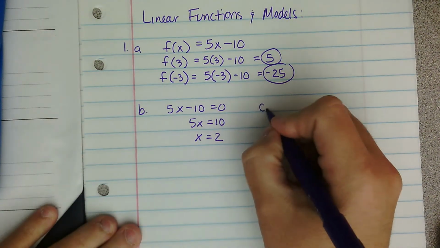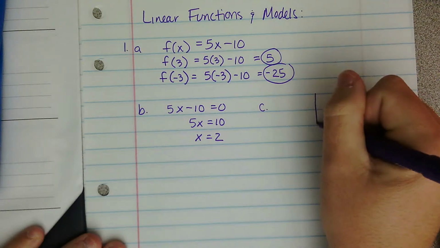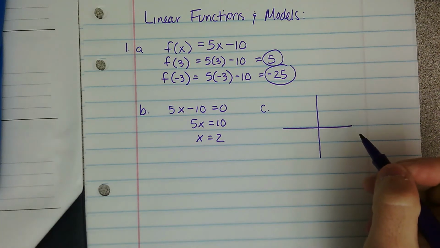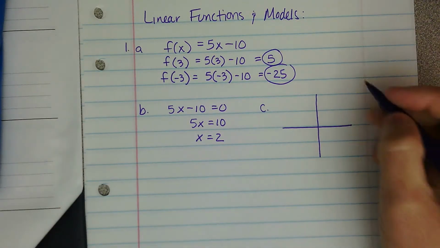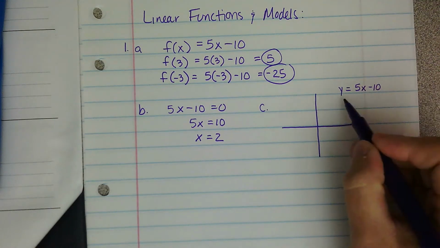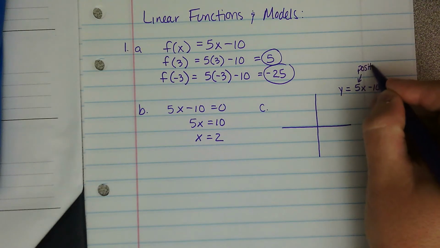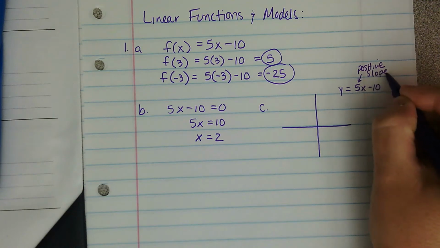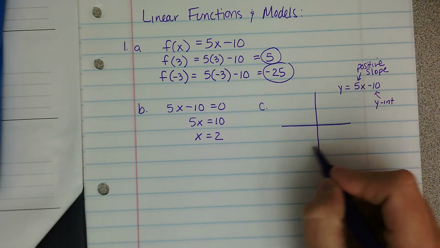Letter C is to sketch the graph of the function, and where does it cross the vertical axis? Where does f cross the vertical axis? So first of all, this function is y equals 5x minus 10. So this is a linear function. My slope is positive 5, so I'm going to go up 5 over 1. My y-intercept is negative 10, so my y-intercept needs to be down under here.